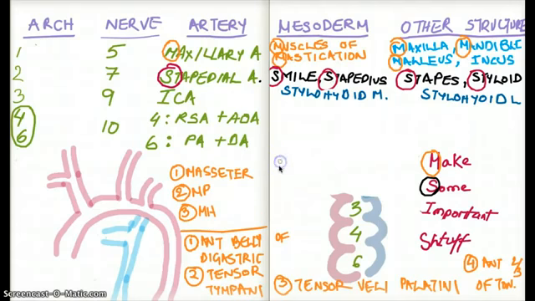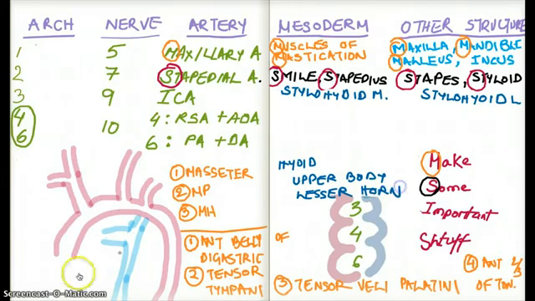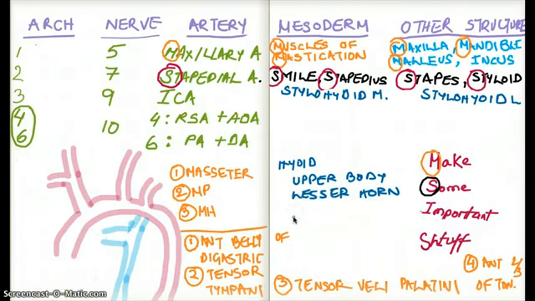So whenever we're talking about hyoid, there are two types of hyoids. There is the upper body, lesser horn, and the lower body, greater horn.